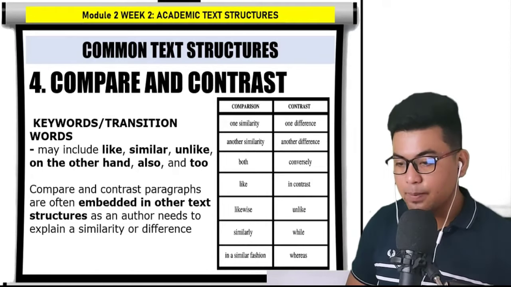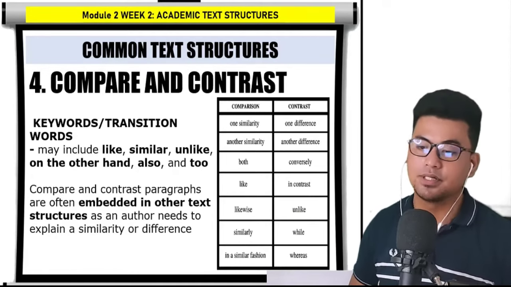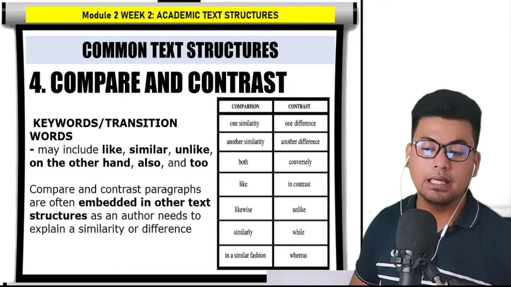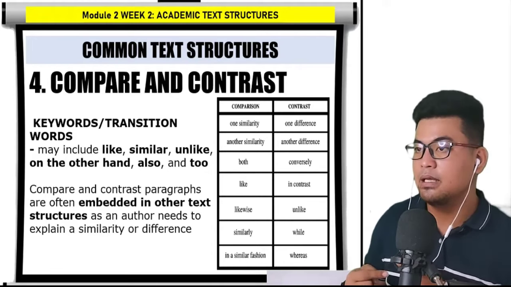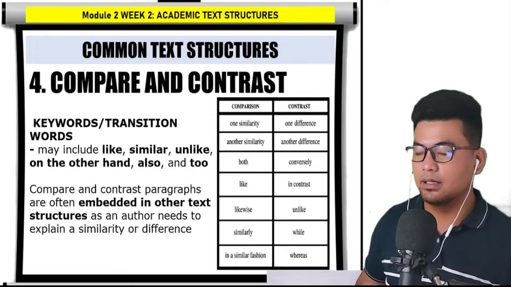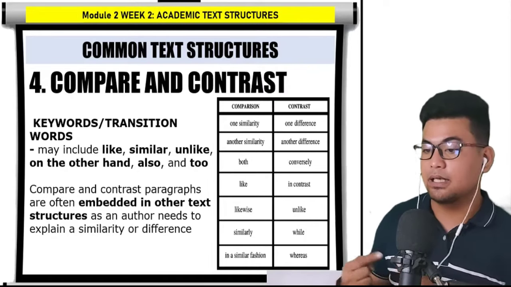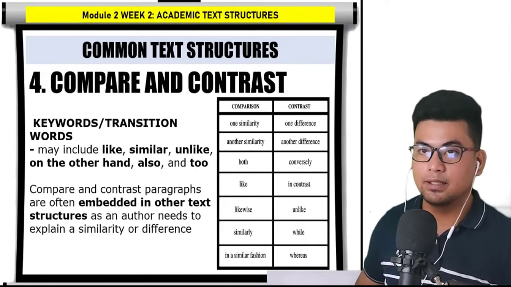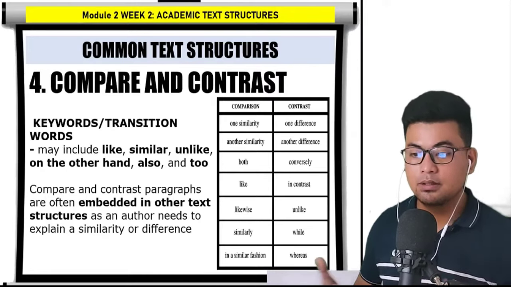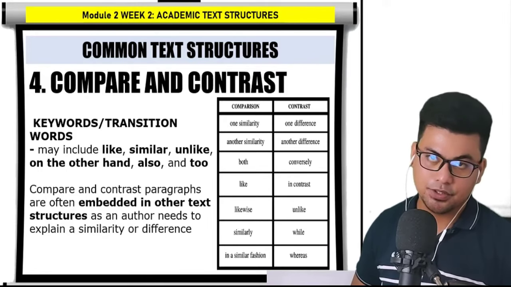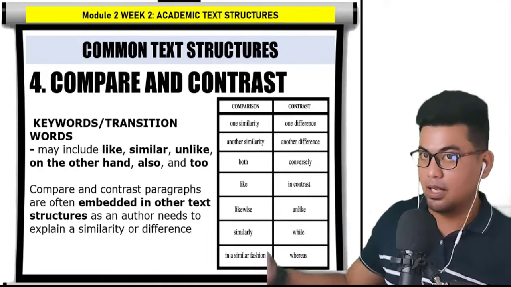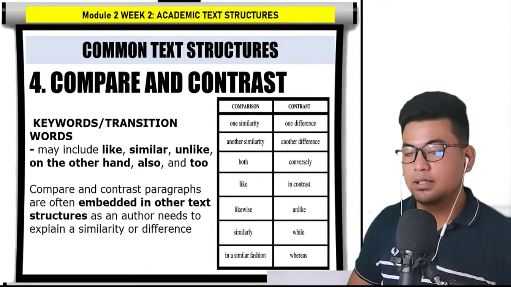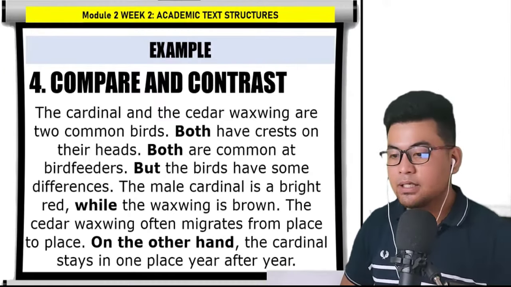Okay? So compare and contrast paragraphs are often embedded in other text structures, as an author needs to explain a similarity or difference. So when you say embedded in other structures, it can be found in problem and solution. It can also be found in description, and it can be found in other common text structures. Alright, not just the ones I mentioned earlier, but also others that I will mention later. Alright, so compare and contrast.